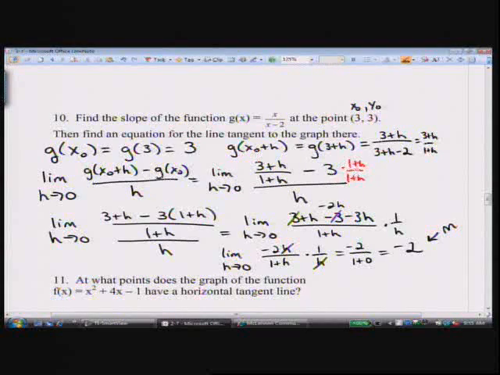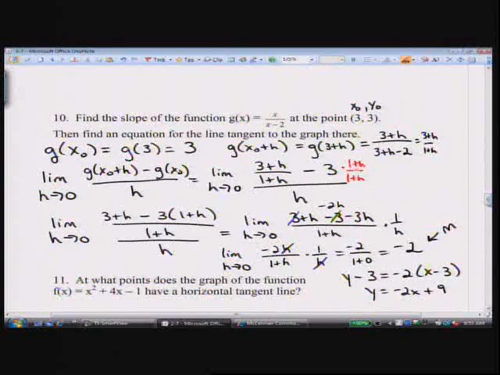And then the equation of the tangent line is just y minus y1, which is 3, equals negative 2 times x minus 3. So this is y equals negative 2x, let's see, that's 6. Move over the 3, so that's plus 9. Negative 2x plus 9. Fun?